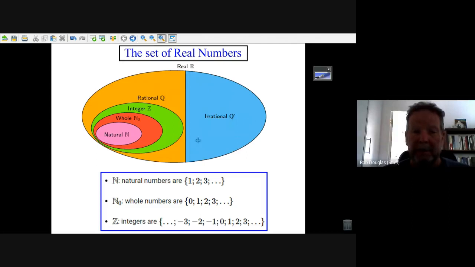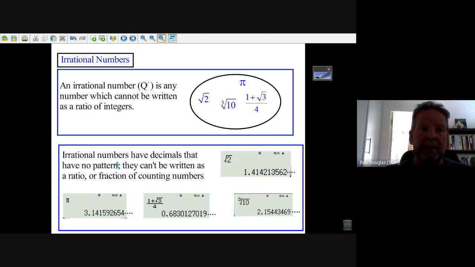Now, there's another set of numbers, the numbers that you can't make as a ratio of integers. They're called irrational numbers. An irrational number is any number which cannot be written as a ratio of integers. Now here's some examples that we'll run into. The square root of 2, pi, the distance around a circle divided by the distance across, the cubed root of 10. And then maybe something like this, 1 plus root 3 over 4.